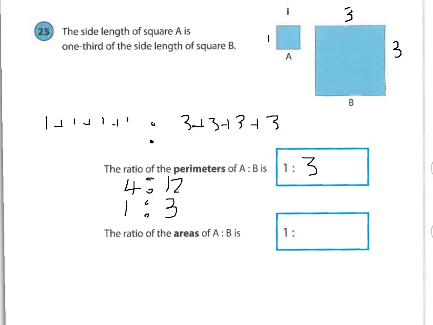Okay, so the second part of the question is the ratio of the areas. So if I take a look at these areas, the area of rectangle A is 1 times 1, which is 1, and the area of rectangle B is 3 times 3, which is 9, so it's 1 to 9.